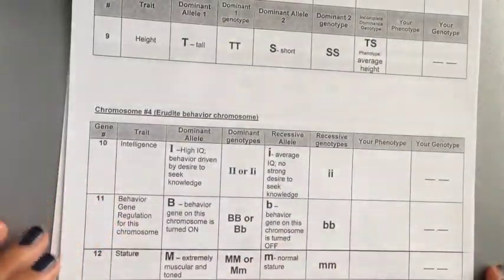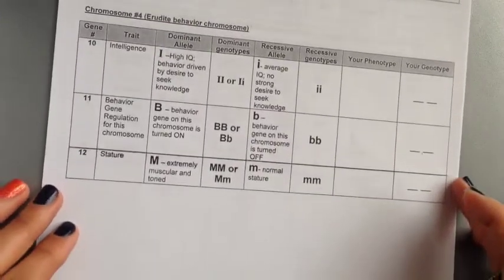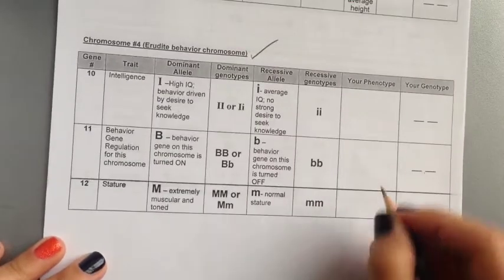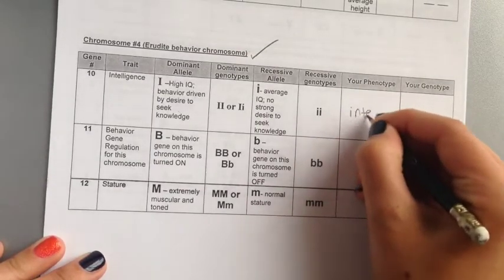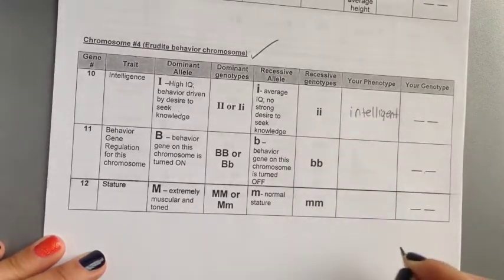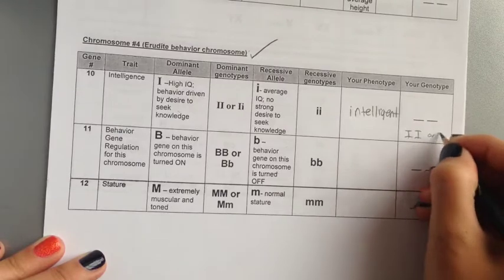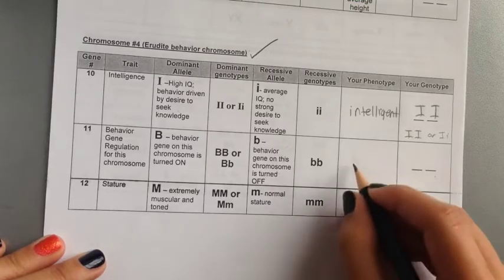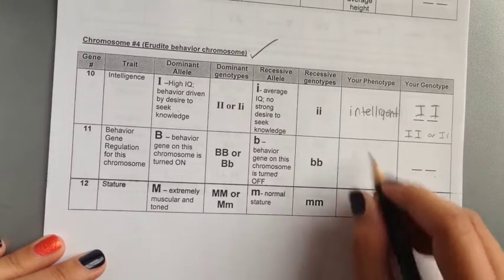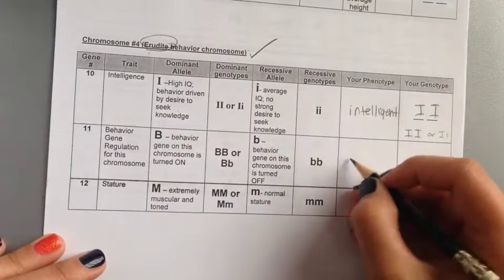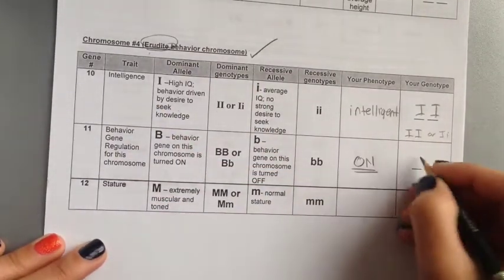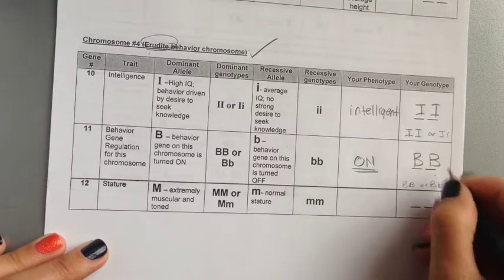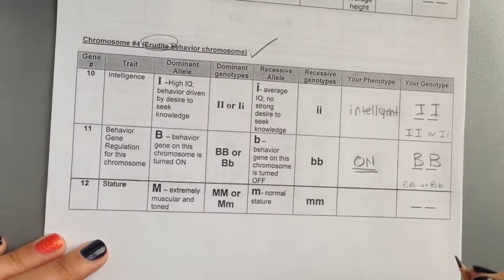Now let's go ahead and skip over here to this intelligence, because this is what I am. Since I am erudite, this is the one faction I do belong to. That means my phenotype will be intelligent, high IQ. That means my genotype has to be big I, big I, or big I, little i. And I'm going to go with homozygous dominant, big I. Over here where it says behavior regulator gene, it must be turned on because erudite is what I belong to, so it must be on. That's my phenotype. And I'll choose big B, where I really had the option big B, big B or big B, little b. I chose homozygous dominant for that behavior regulator being on.